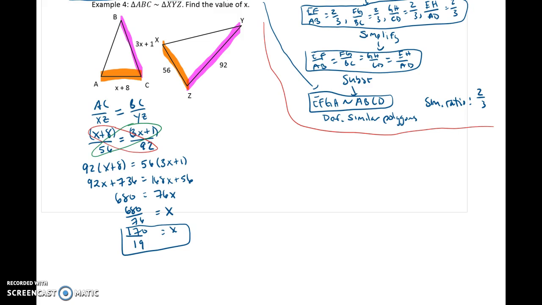Okay? So that's it for our quick review of similarity, looking at how we can solve now with similarity, and using our definition of similarity, proportions, and ratios.